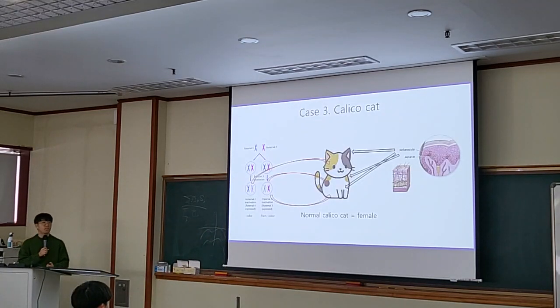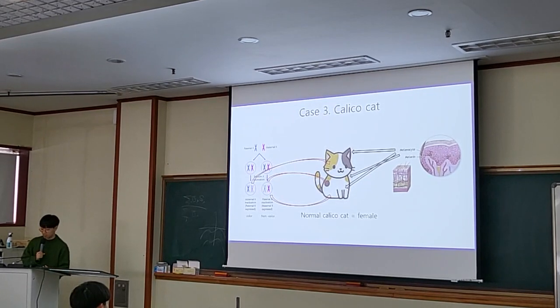And the final example is the calico cat. I think someone might know that almost every normal calico cat is female.